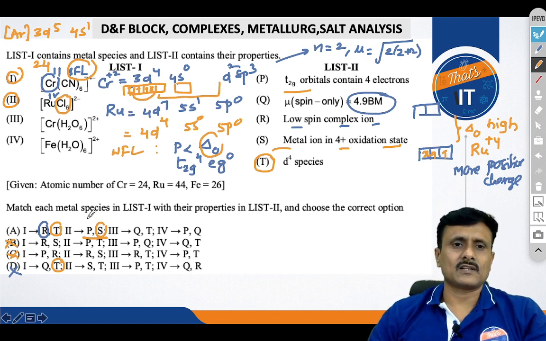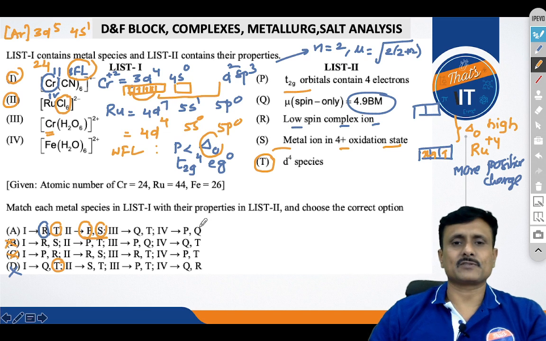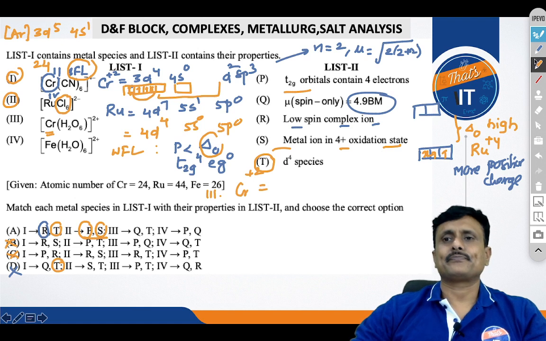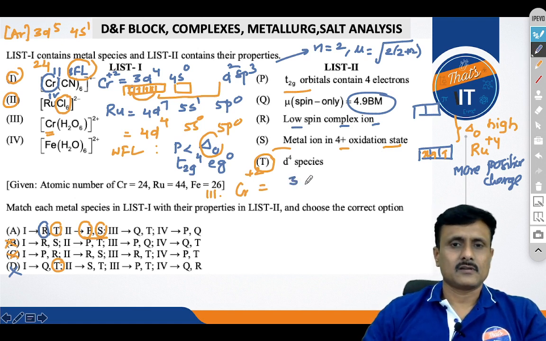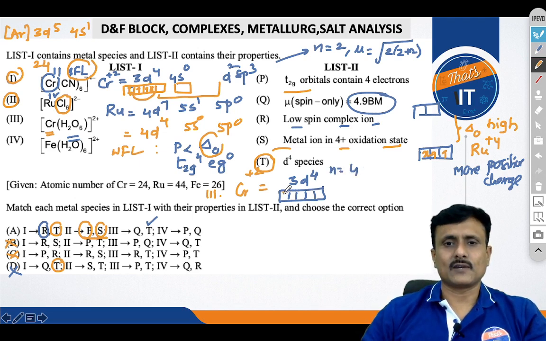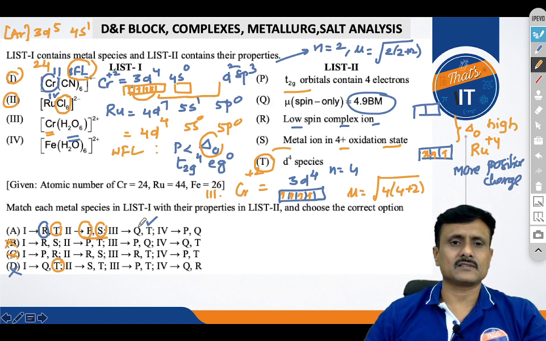So 2 is matching with P. Then 3 is Q and T. You can check out, right? 3 is chromium plus 2, that is 3d4 configuration. So T is matching for 3, and what about Q? You have to check, because it's a weak field ligand, no pairing would take place. So n is equal to 4, therefore mu value is the square root of 4 into 4 plus 2, that is 4 point something. So this is also matching, isn't it?